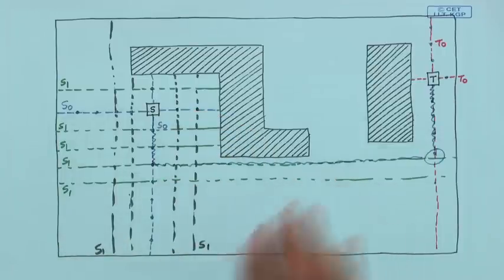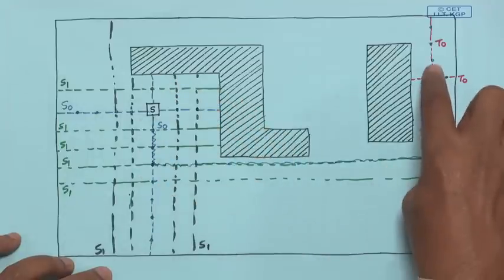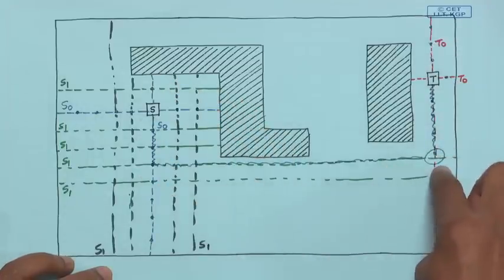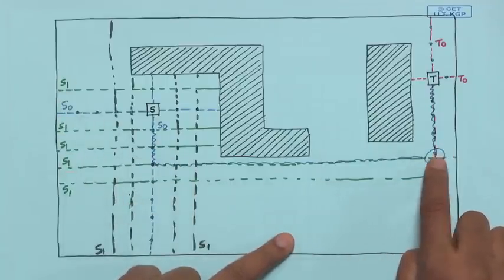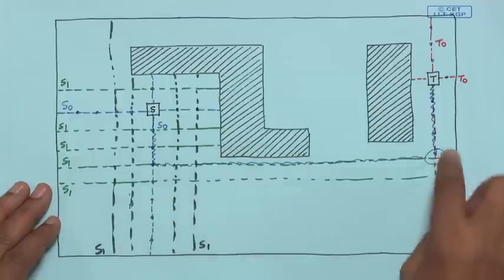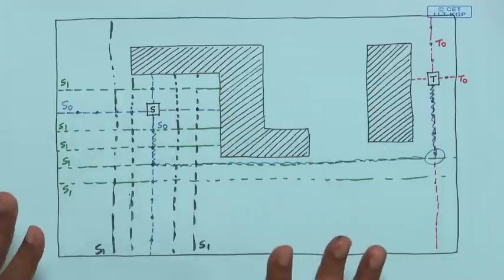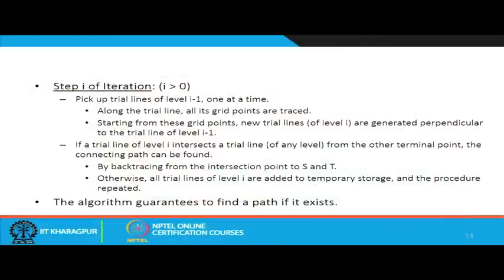So you see the idea is very simple. You do it in this way and you will reach a stage where some line starting from T and some line starting from S will intersect. You keep carrying out this check at every step, and once they intersect, it means you have obtained a path. You can trace back and find a path. So this is the essential idea behind the Mikami and Tabuchi algorithm, and this algorithm actually guarantees to find a path if it exists, right?